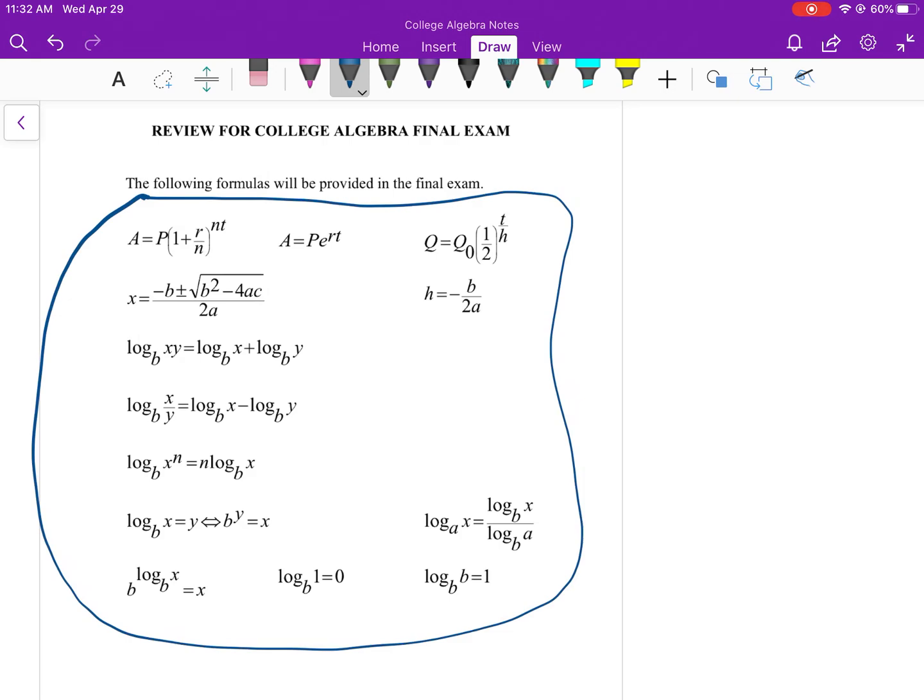You have your interest formulas here at the top. So this one is one that we've used in class. So is this one. I don't believe you're going to have to know this one here, so I would kind of disregard that one. Quadratic formulas here. Your log equations are all here. We've used all of those in class. This one's change of base.